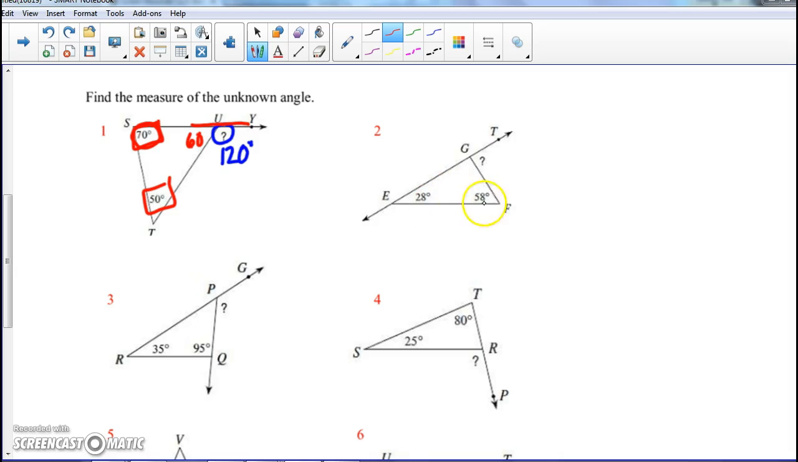Number 2, same thing. Question mark, these are our two remote interior angles. So 28 and 58 is 86. So this angle is 86 degrees.